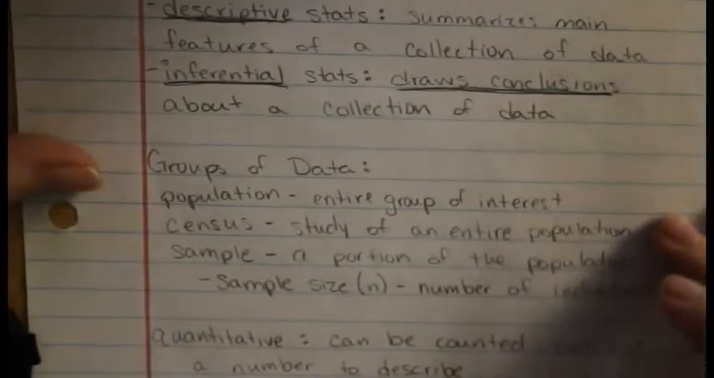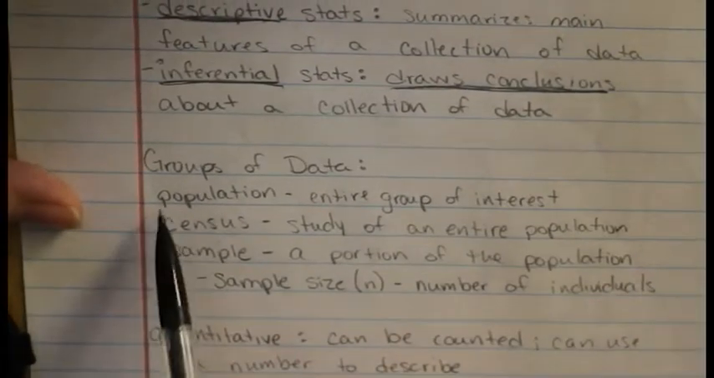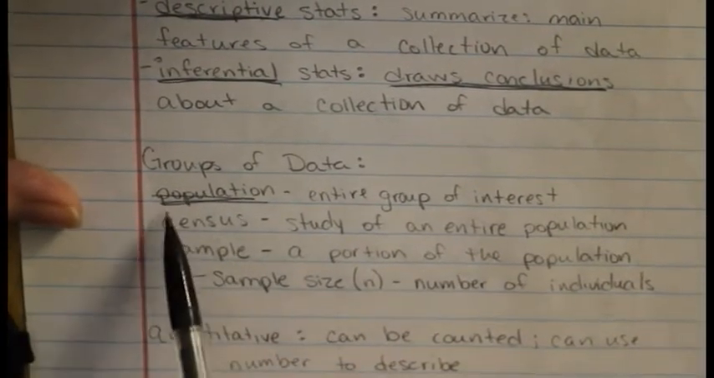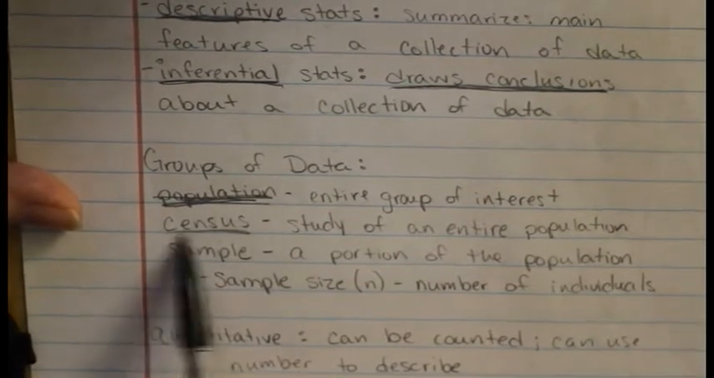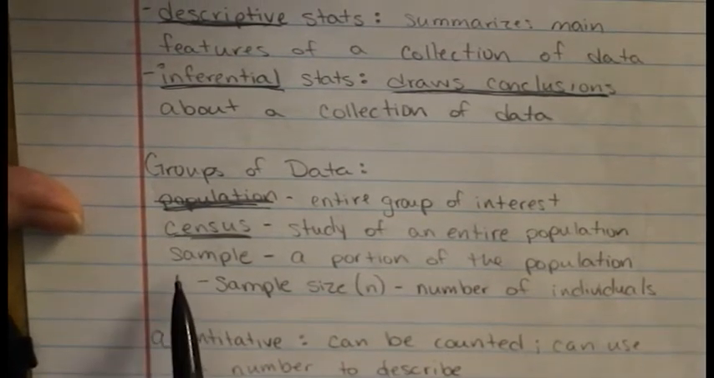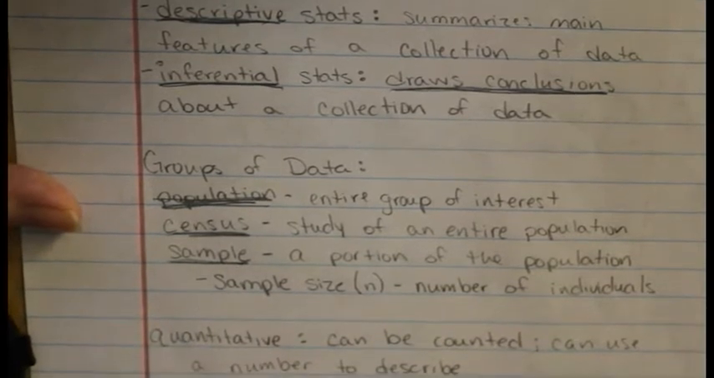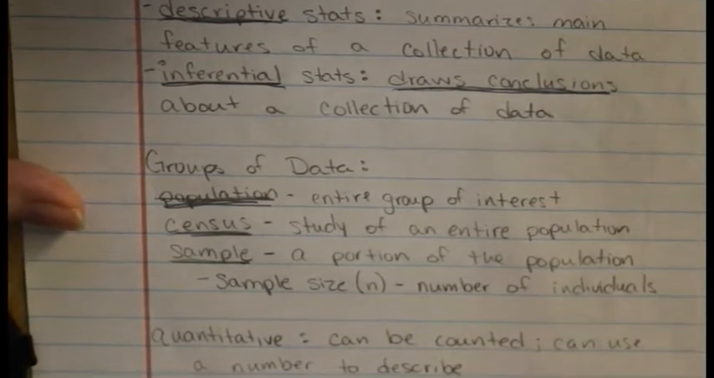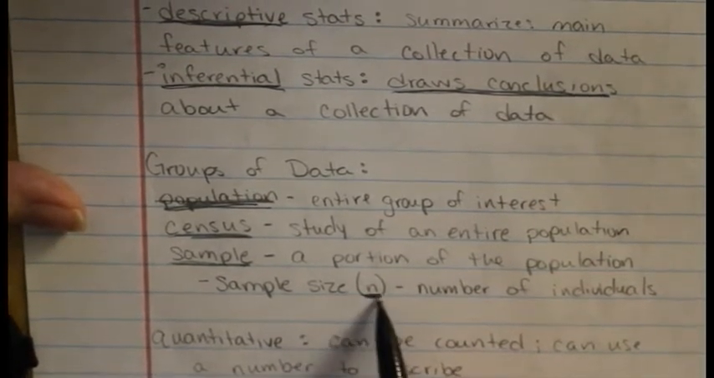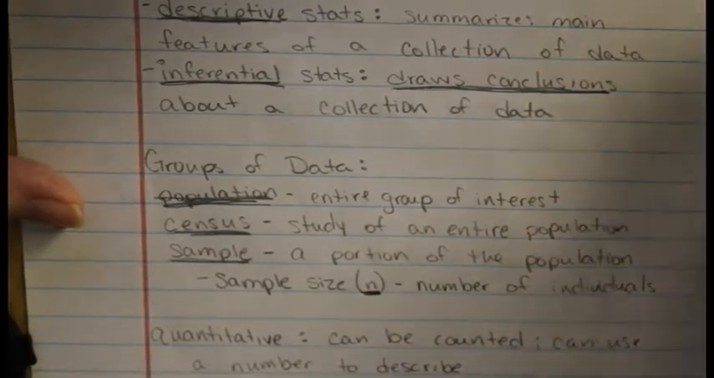Okay, there are a couple different types of groups of data here. We've got a population, which is just your entire group of interest. We've got the census, which is the study of the population, and we have the sample, which is just a portion of the population. Sample size usually is represented by the letter N, and it is the number of individuals.